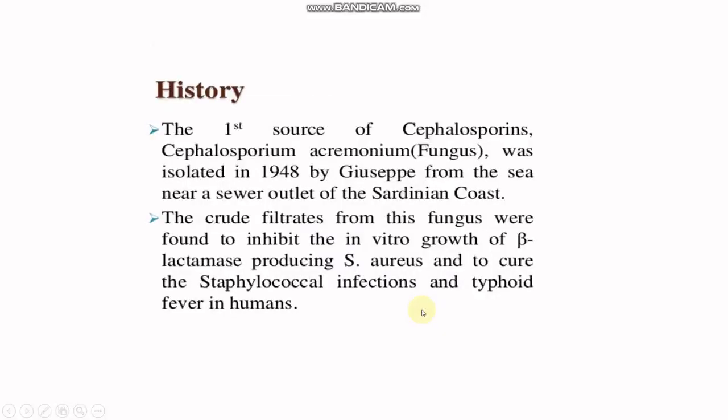And the history of cephalosporin. The first source of cephalosporin was Cephalosporium acremonium, the name of the fungus. It was isolated in 1948, while penicillin was discovered in 1928 and was in the market around 1940 to 1942, while cephalosporin was discovered in 1948 by Giuseppe Brotzu, from the sea near a sewer outlet on the Sardinia coast.